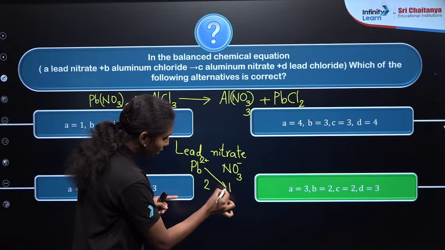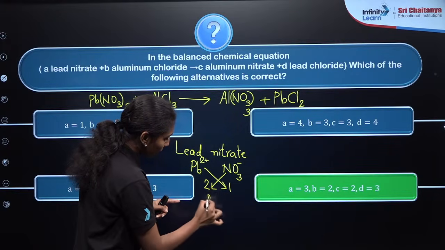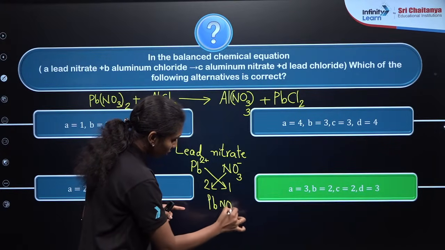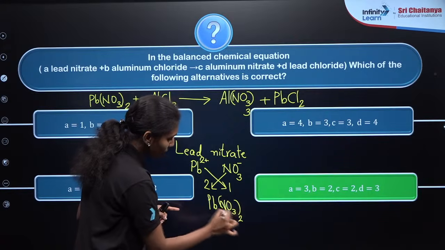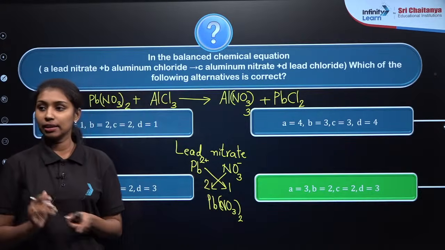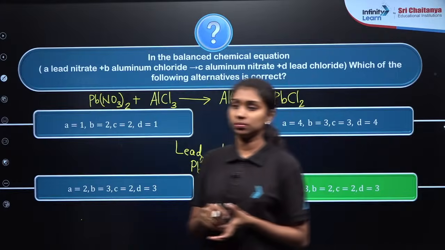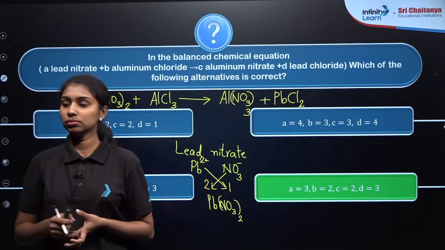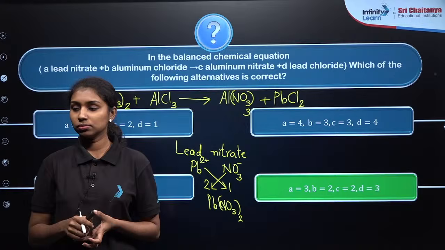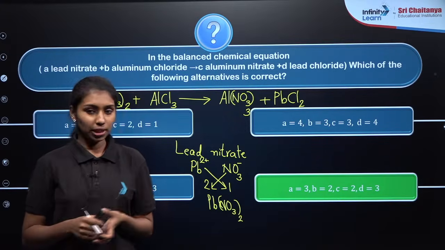What we need to do? We need to crisscross the valencies. So it will be forming Pb(NO3)2. This will be the chemical formula of the lead nitrate. Is that clear now? Durgeshwar, is that clear?